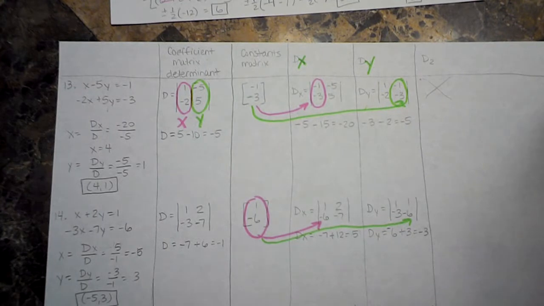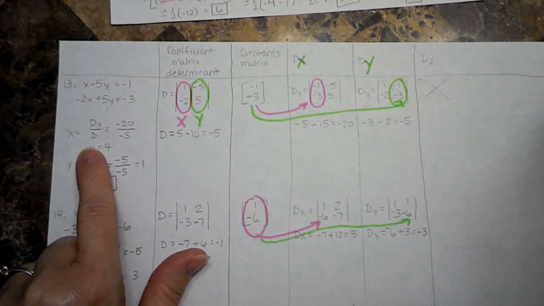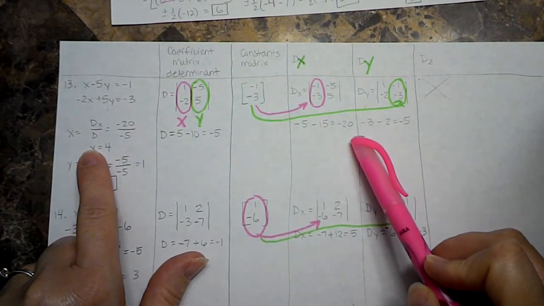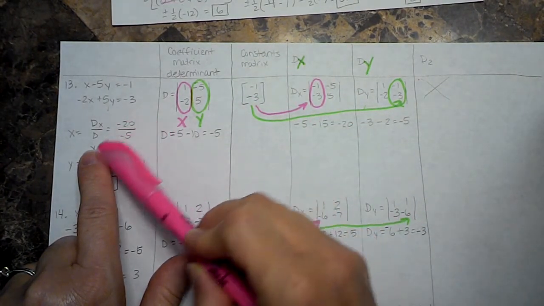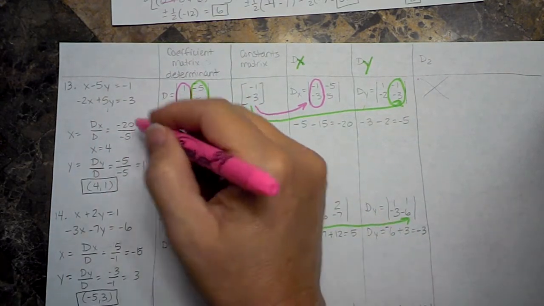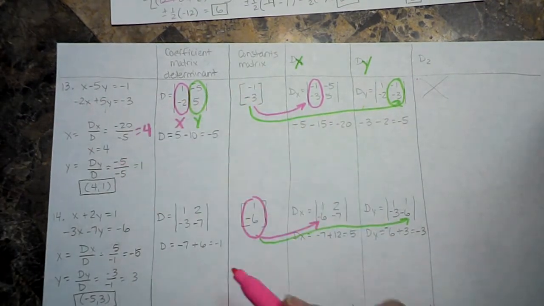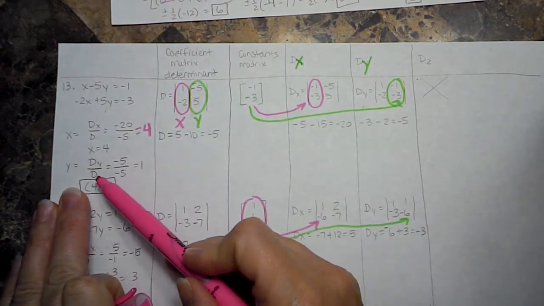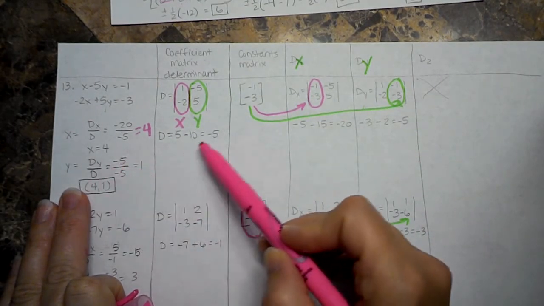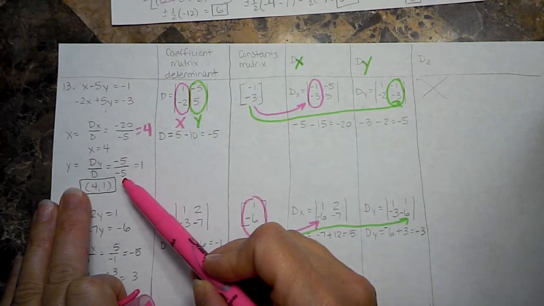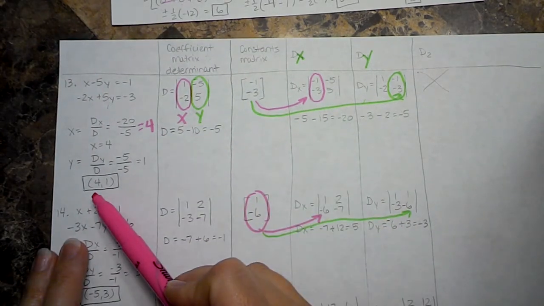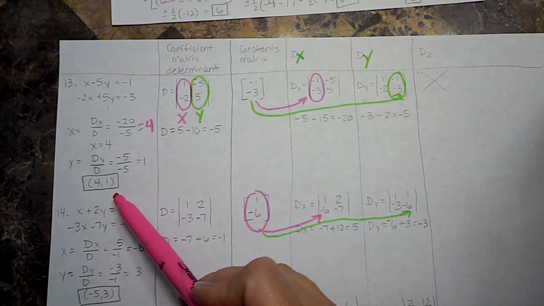Okay, now that you've done that, it's time to actually solve for x and y. So we're going to take the determinant of x, which we said was negative 20, and then divide it by the determinant of the coefficients, which is negative 5. You will get 4. For the y value, you take the determinant of y, which is negative 5, and then divide it by the determinant of the coefficients, which is negative 5, and you get 1. So our final answer is that x is equal to 4 and y is equal to 1.